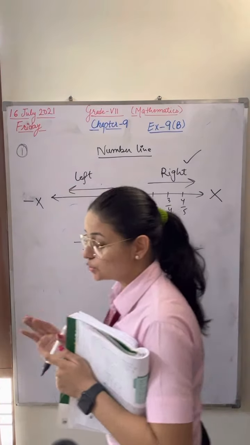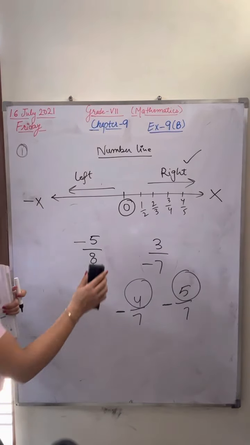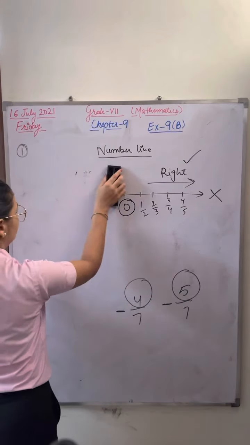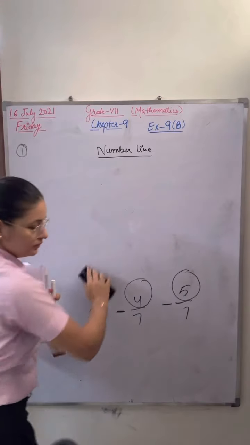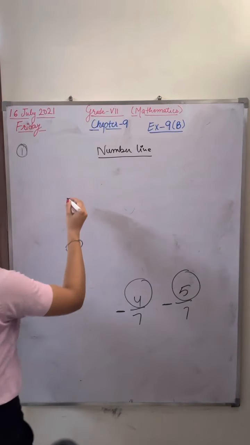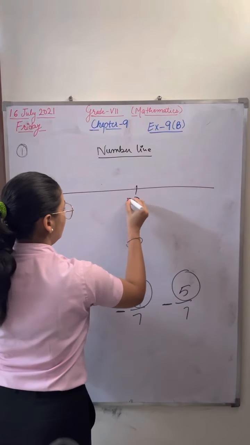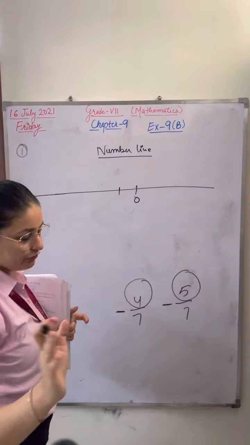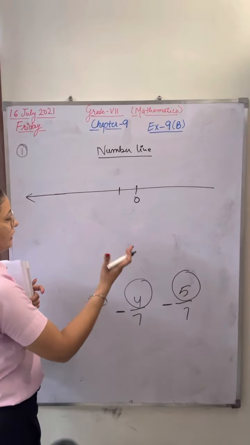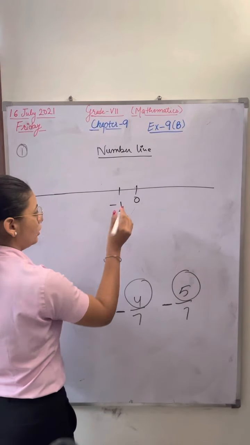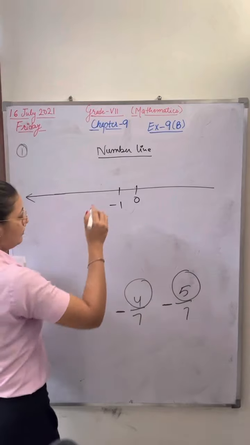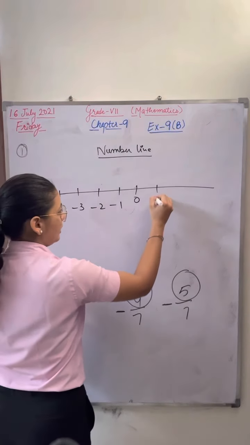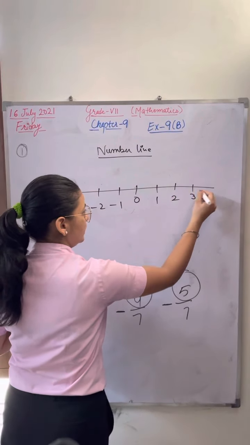Yes, very few students know this thing. Just wait, let me tell you this thing. Suppose this is 0 and these are the negative side. If I am not talking about rational numbers, if I am writing only counting numbers, -1, -2, -3, -4. Here I am writing 1, 2, 3, 4.